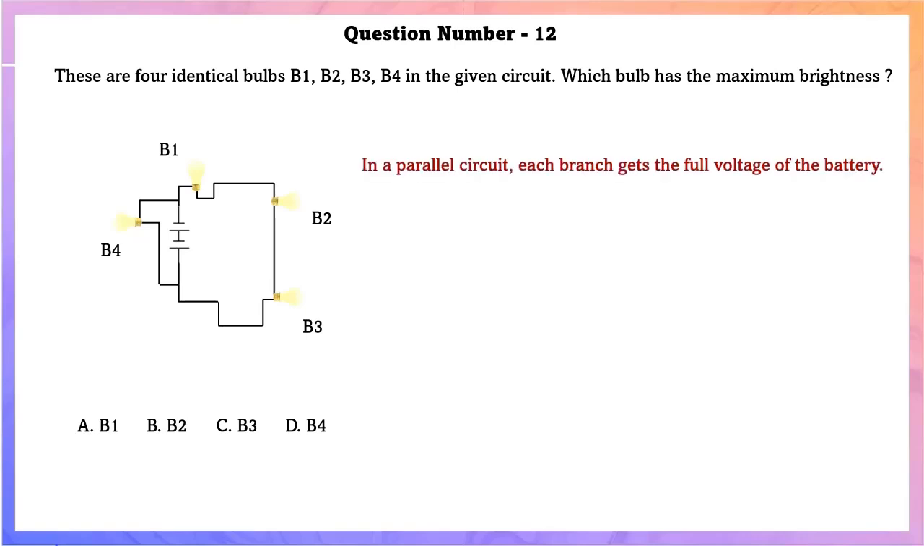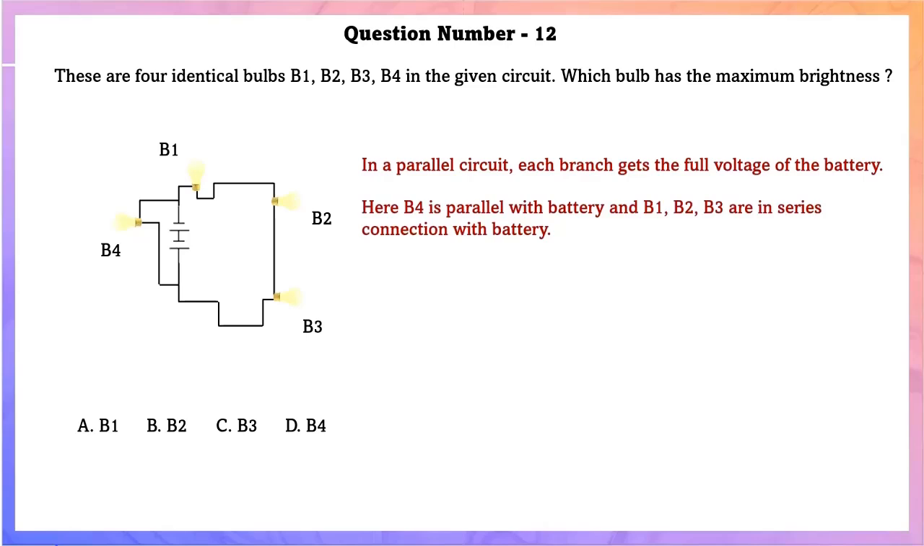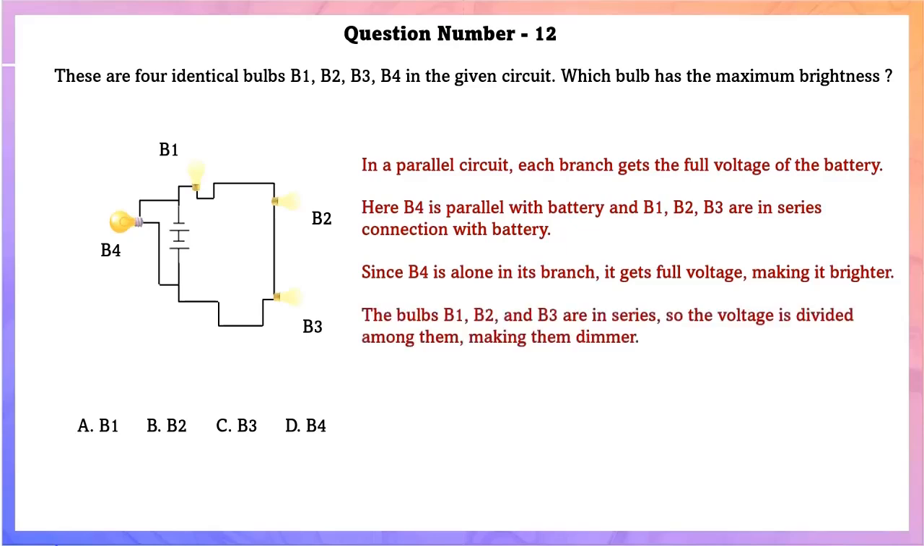In a parallel circuit, each branch gets the full voltage of the battery. Here, B4 is parallel with the battery and B1, B2 and B3 are in series connection with the battery. Since B4 is alone in its branch, it gets full voltage, making it brighter than the others. The bulbs B1, B2 and B3 are in series, so the voltage is divided among them, making them dimmer. So the answer is B4. B4 will have the maximum brightness.